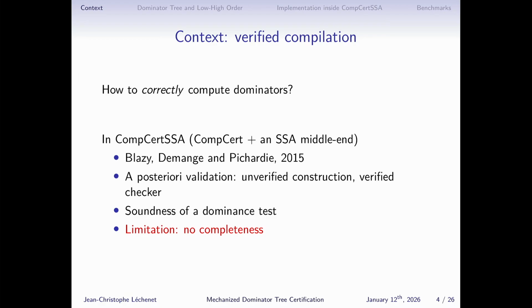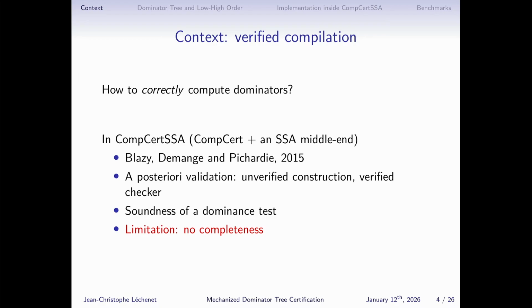And in this compiler, there was some work due to Sandrine Blazy, Delphine Demange, and David Pichardie in 2015 to introduce some computation of dominance. So actually, the approach that was chosen was a posteriori validation. The construction of the dominators was not verified, but there was a verified checker. They exposed the dominance test, a Boolean function that takes two nodes and answers true or false whether there is dominance, and they showed that this test is sound.